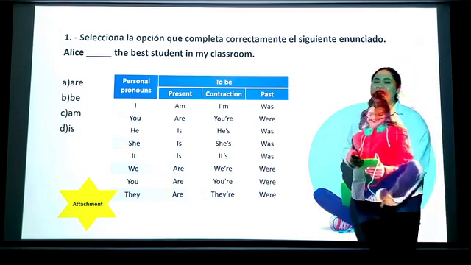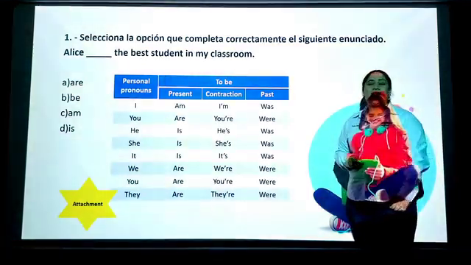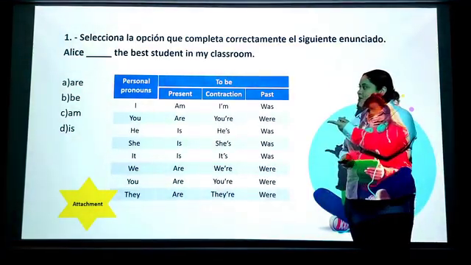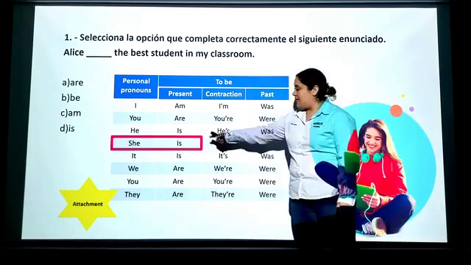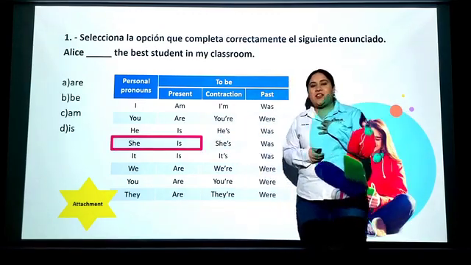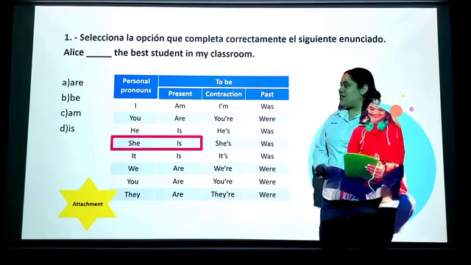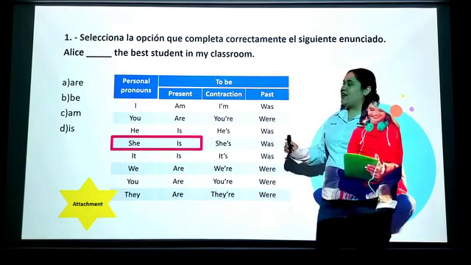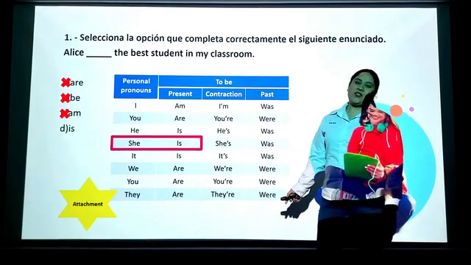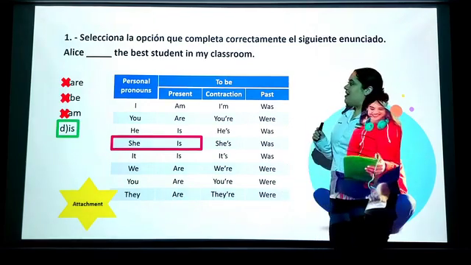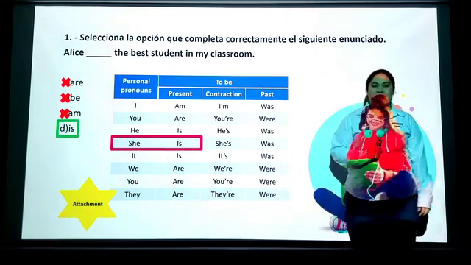Once you did it and you memorized everything, you are going to recognize that for Alice, we're going to use the pronoun she. And when we use the pronoun she, we use the conjugation is. In this case, I am going to eliminate everything that I have and choose the option is. Alice is the best student in my classroom.